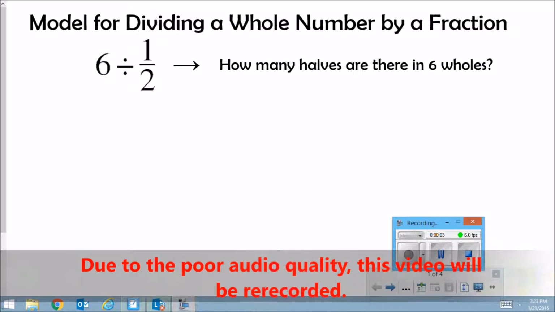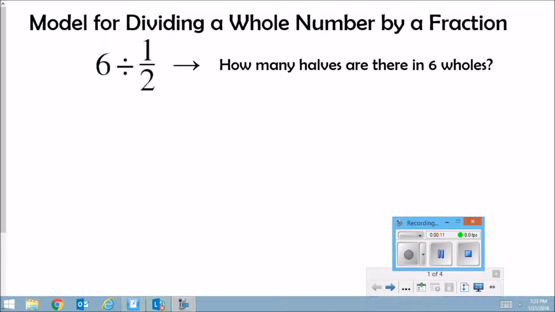Hello, this video is on dividing with fractions. We're going to be specifically looking at dividing whole numbers by unit fractions and dividing unit fractions by whole numbers. Going into this video, I want to explain one thing.